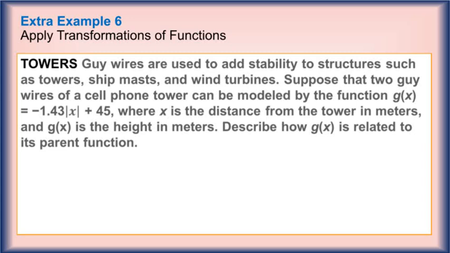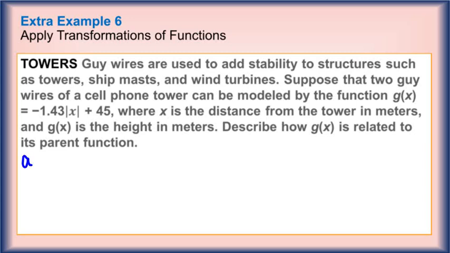Next, guide wires are used to add stability to structures such as towers, ship masts, and wind turbines. Suppose that two guide wires of a cell phone tower can be modeled by the function g of x equaling negative 1.43 times the absolute value of x plus 45, where x is the distance from the tower in meters, and g of x is the height in meters. Describe how g of x is related to its parent function.